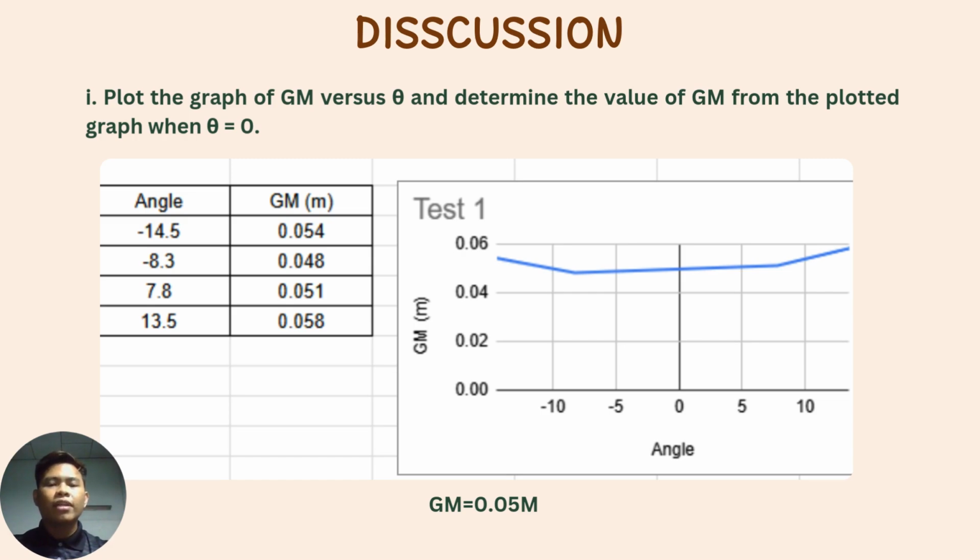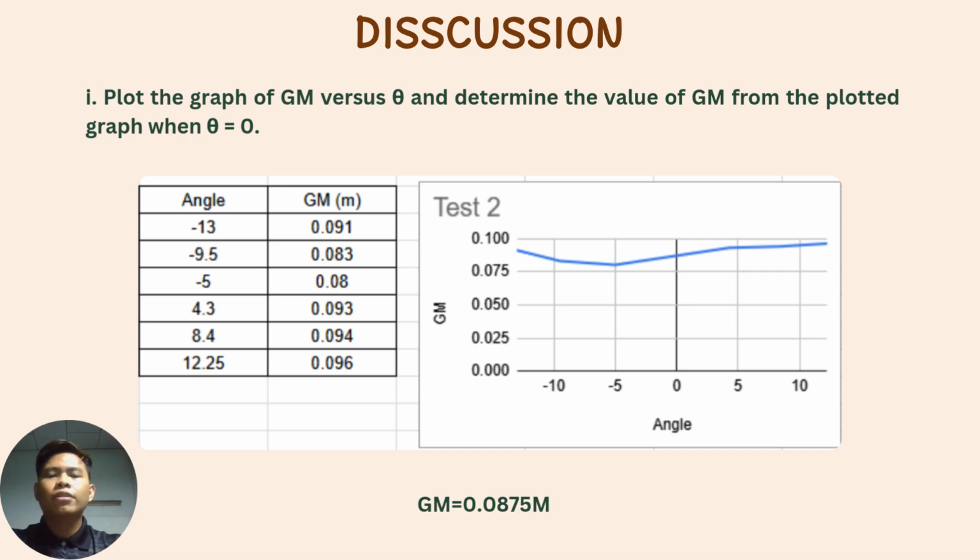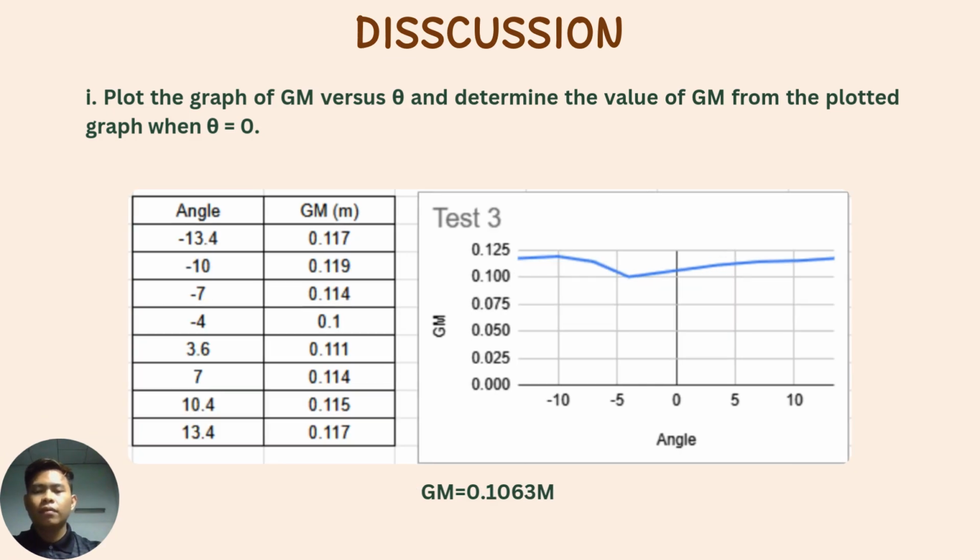So from the graph, we can see the plotted line intercepts with the y-axis, which is theta equal to 0. So we get GM equal to 0.05. Okay, we continue with test 2. From the experiment, we get the y-intercept, which is GM equal to 0.0875. From test 3, we get that GM equal to 0.1063.